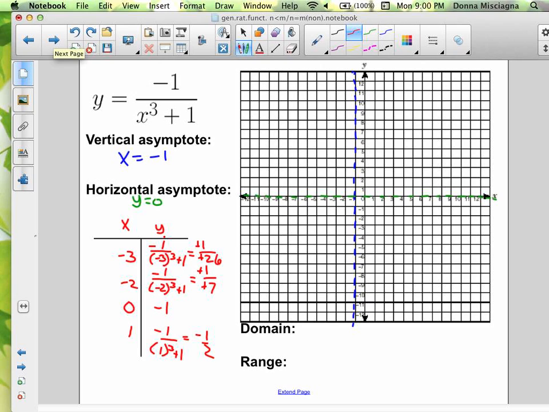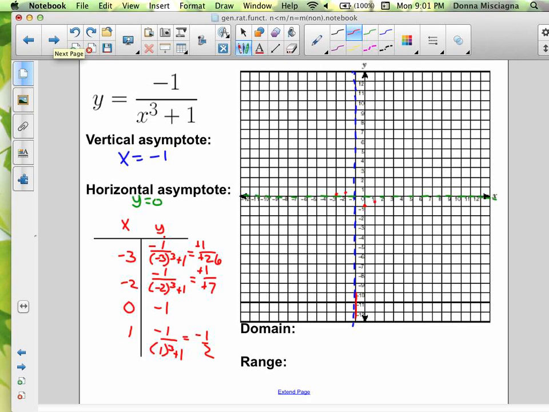Let's graph those. So we have negative 3, positive 1/26. Just make it really close. Now I got a red dot on my asymptote. Okay, here we go. Just make it really close, as close as you can make it. 1/7 is just a teensy bit more. On the other side, we've got our nice value of 0, negative 1, and then 1, negative 1/2.